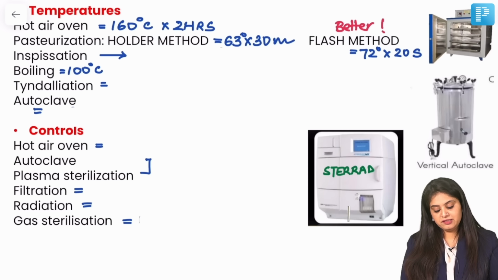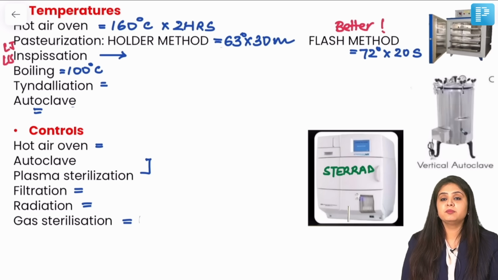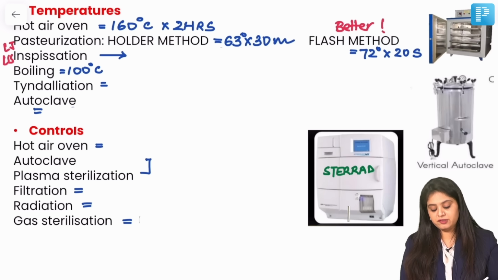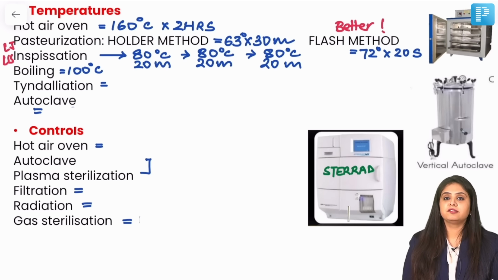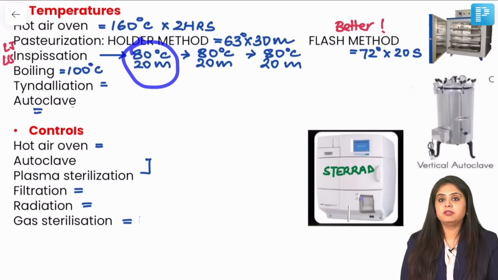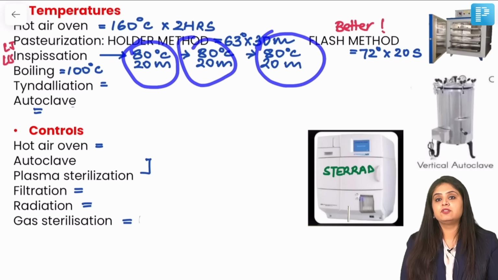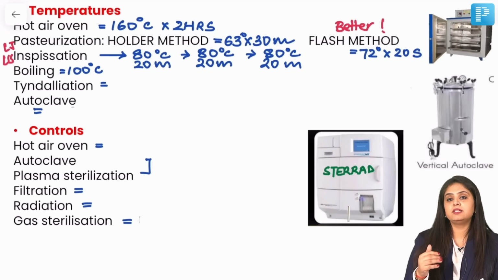Now moving on to inspissation. You know, inspissation is done for two culture media. One is the one for TB, that is the LJ media. The other is LSS, Loeffler serum slope, for diphtheria. And how do you do inspissation? It's a 3-day process. Day 1, 80 degrees for 20 minutes. Day 2, 80 degrees for 20 minutes. Day 3, 80 degrees for 20 minutes. So just remember 80-20, 80-20, 80-20, and that's inspissation.